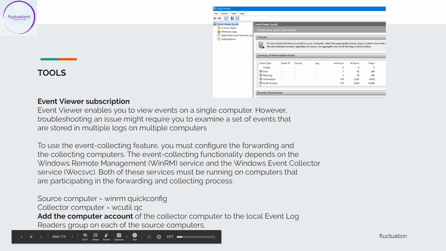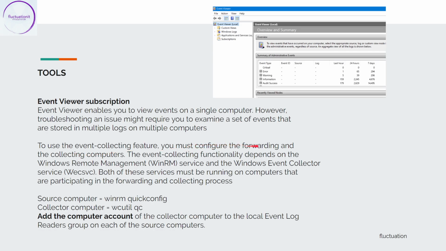You can also use event subscription. So what is it? It enables you to view events on a single computer. And with that, you can, for example, collect events from other computers. Okay, so you must configure the forwarding and the collecting computers. The event collecting functionality depends on the Windows WinRM service and the Windows Event Collector service. Both of these must be running on computers that are participating in forwarding and collecting events.